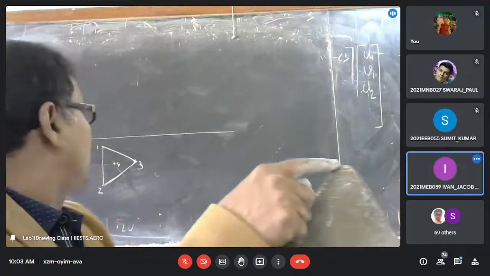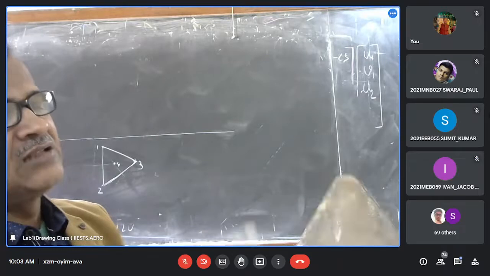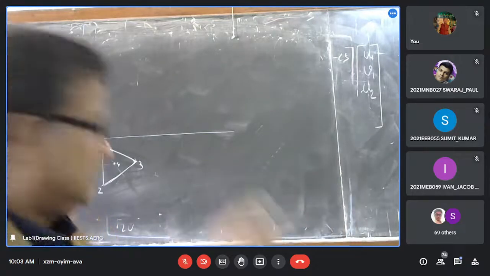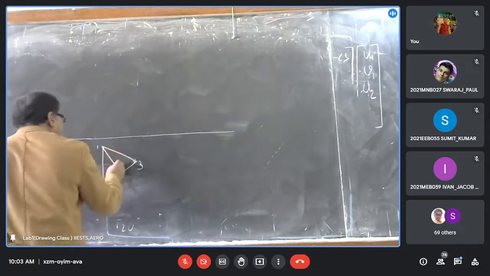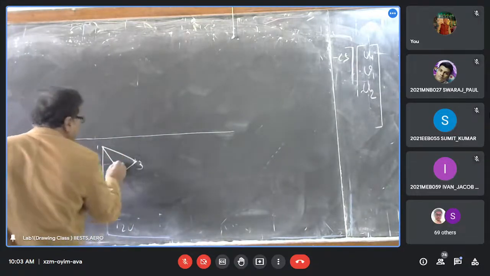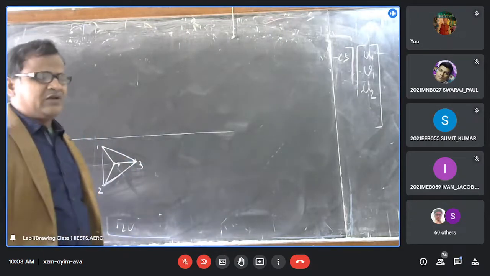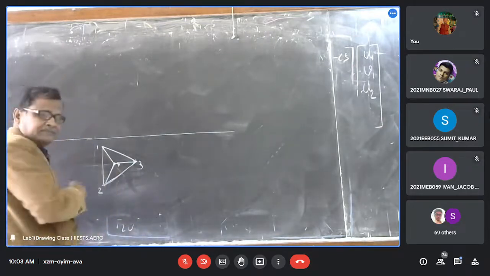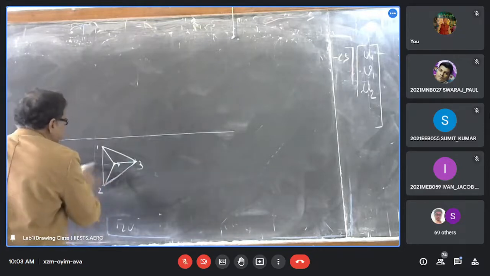Yes, 4 to 1. This is a slant edge. 4 to 1, 4 to 2, 4 to 3. You consider this an equilateral pyramid, and 4 is the vertex. Okay, so this is your complete plan.